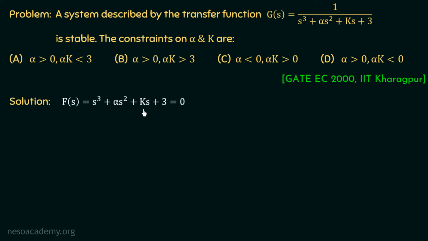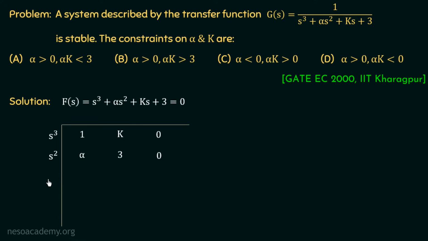So firstly, we will draw the Routh array for this characteristic equation. So the highest power of s is s cube and the subsequent power is s squared. And what are the coefficients? They are 1, alpha, k and 3. So we can directly fill these coefficients as 1, alpha, k and 3. And the rest of the entries will become 0 because we are not left with any coefficients in the characteristic equation.